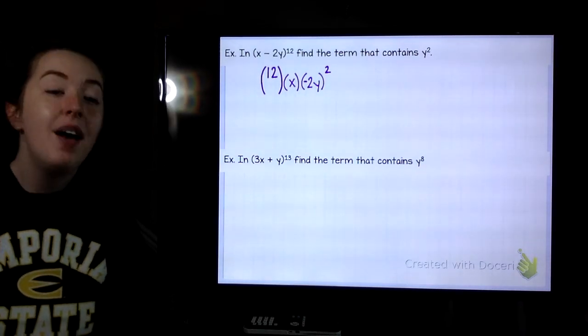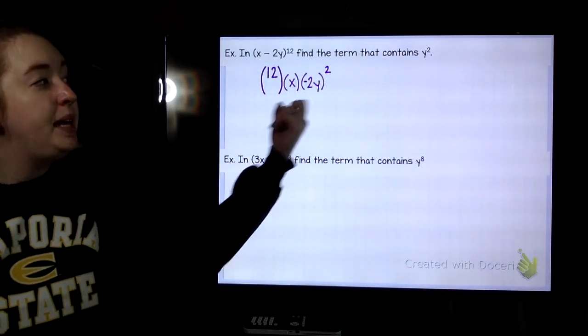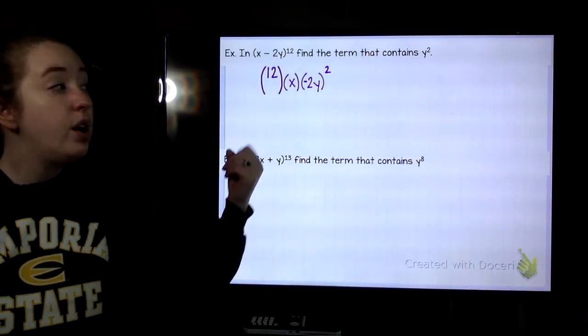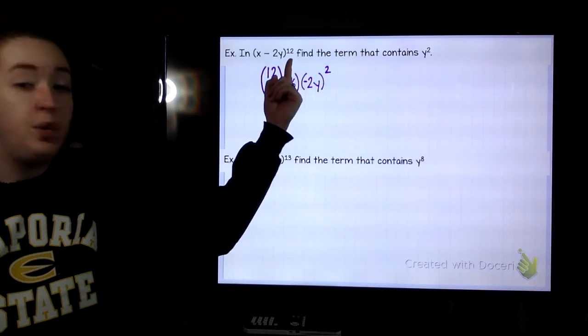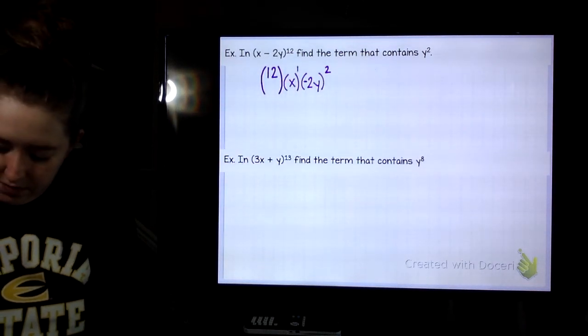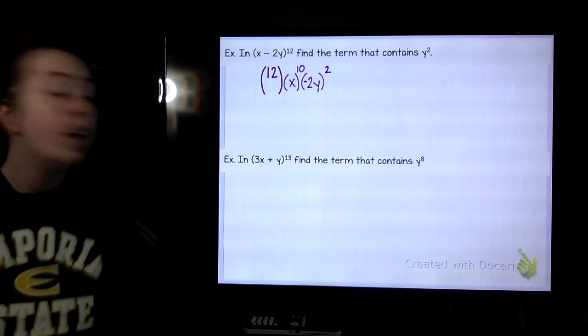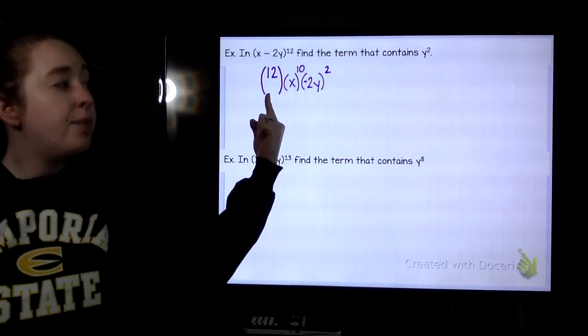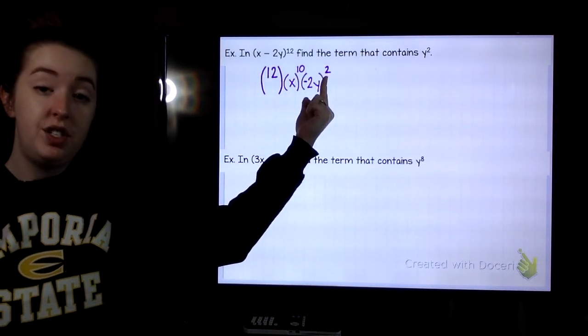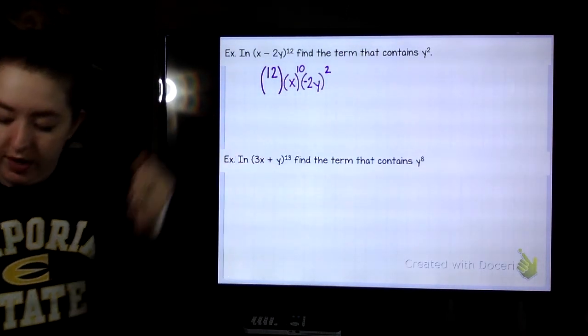Fantastic. Now I know that the powers of a and b are supposed to add to the power on my binomial. So 2 plus what gives me 12? That would have to be 10. The number on the bottom always matches the power on B. The power on B is 2, so that means I have a 2 down here.